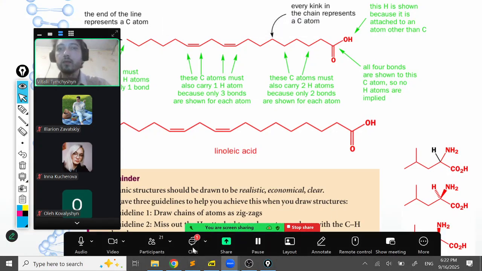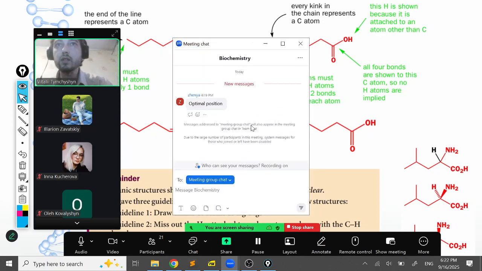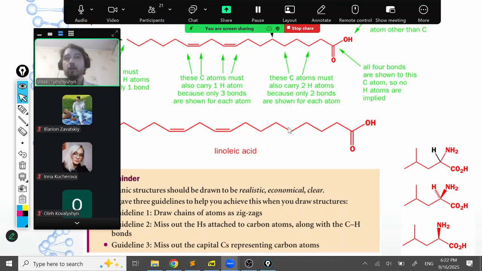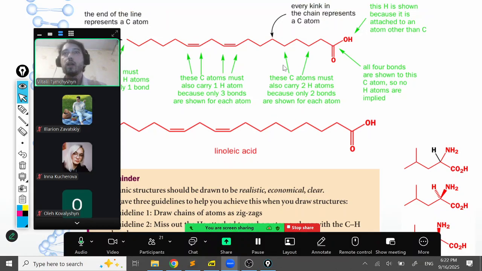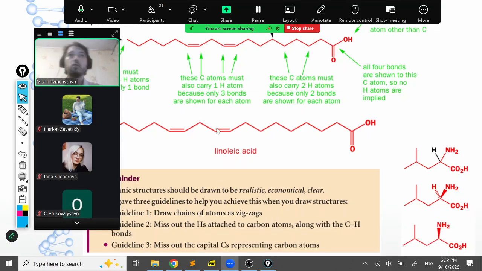Yes, optimal position, some sort of problem of finding some optimum. Okay, so that is the reason why we draw all this this way, with all these kinks. And that is the reason why when we have these double bonds, we may have these bonds coming on one side or on different sides. We will talk about that. It's called cis and trans isomerism.